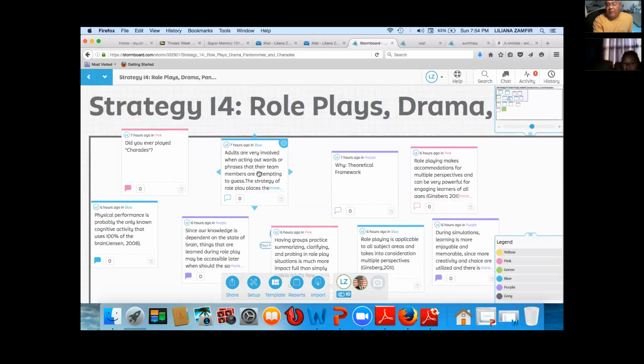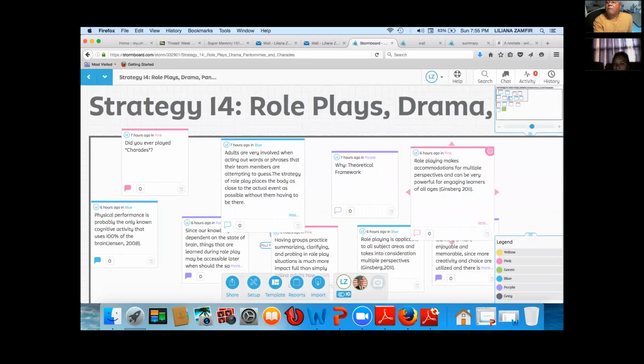Adults are very involved when acting out words or phrases that their team members are attempting to guess. The strategy of role play places the body as close to the actual event as possible without having to be there. So why this theoretical framework? According to Ginsberg, role-playing makes accommodation for multiple perspectives and can be very powerful for engaging learners of all ages.